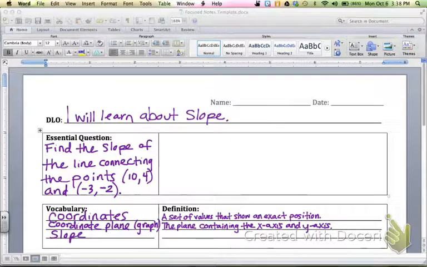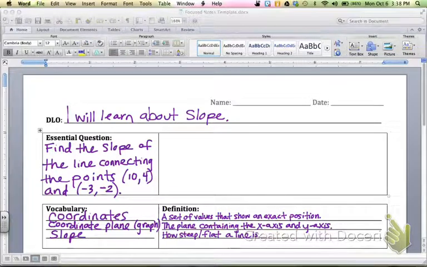And then last but not least, this last vocab word I want to look at is the definition of the word slope. And so the definition of the word slope is essentially how steep or how flat a line is. So how steep or flat a line is. So go ahead and write that down. And if you need a minute to pause the video, go ahead and do that.